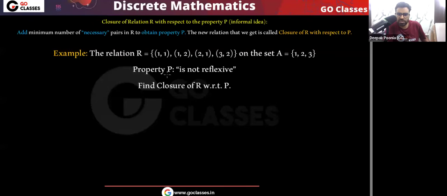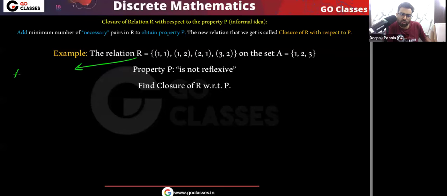This relation R, notice one thing, already satisfies the property P because this relation is not reflexive. The property is not reflexive, and this relation already has this property. You can see it has 1 1, but it does not have 2 2, it does not have 3 3. So this relation already has this property P.